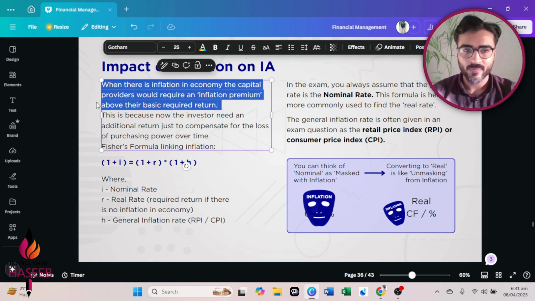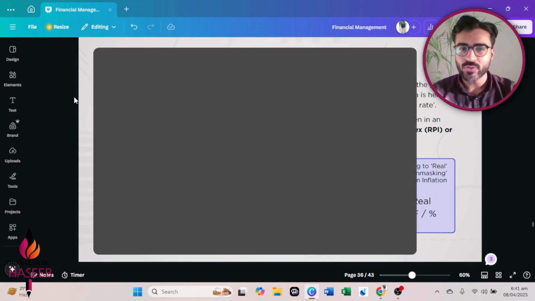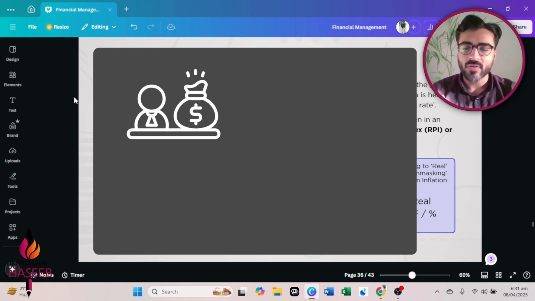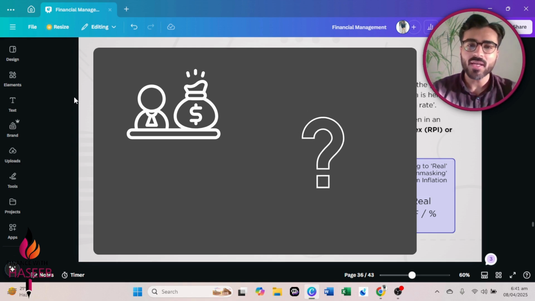basic required return. So let's assume you are a business, you are a company, and you go to your capital providers, which could be a bank, for example, in the case of a loan, or it could be shareholders in the case of equity. So you go to your capital providers and you ask for their required return. You ask them what is the return that they require on the capital that they have provided to you. So you ask for their required return, and let's say that you got an answer.